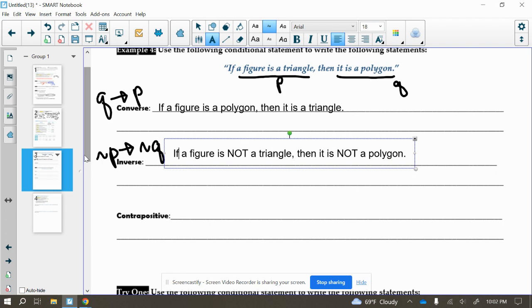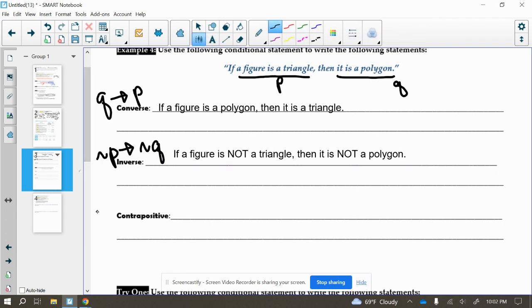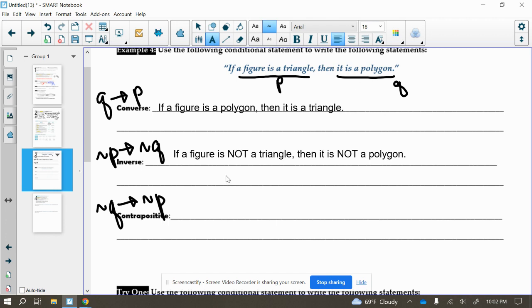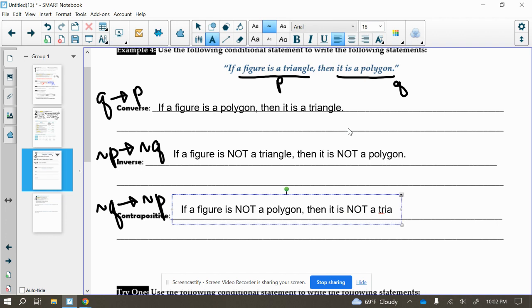Last but not least, we have the contrapositive. So we are taking the order and flipping, and then we are also negating. We're going to take the original conclusion and negate it. It is now our hypothesis. So if a figure is not a polygon, we would say then it is not a triangle.